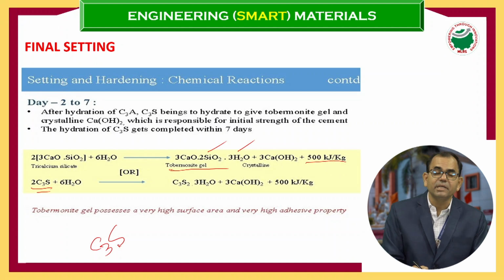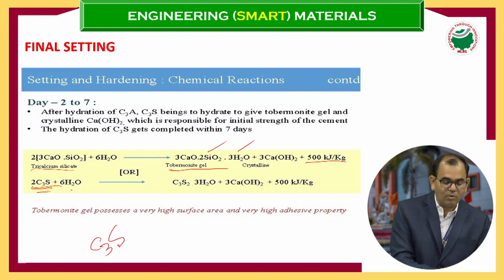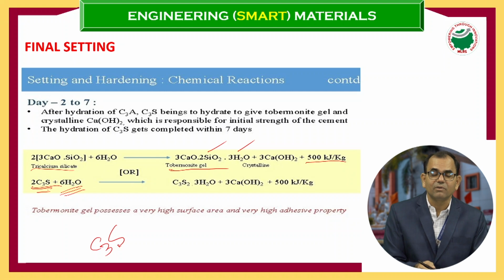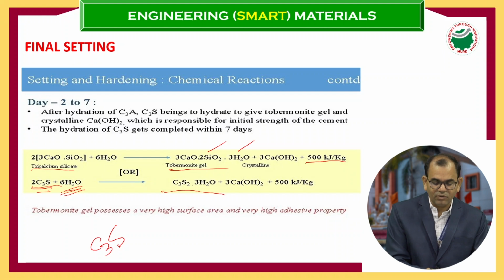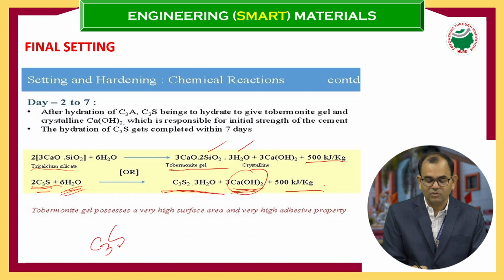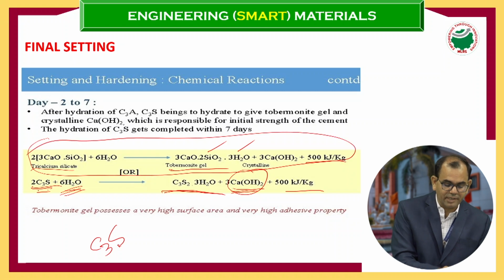This reaction can be represented as C3S, tricalcium silicate. It is here. With how many molecules of water? Hexa aqua, same as in the first reaction. Okay, hexa aqua, it is giving the tobermorite, that is C3S, and 3 moles of water followed by the crystalline material calcium hydroxide formation. So if someone is having difficulty remembering this complicated reaction, they can simply write this one.